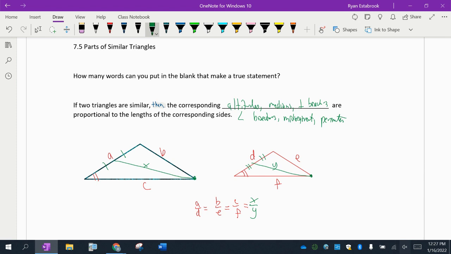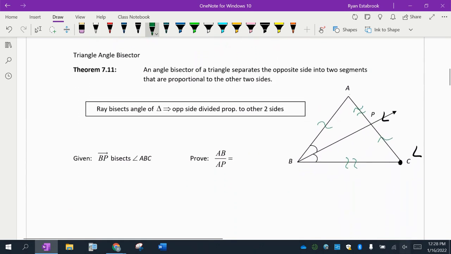So we have the corresponding altitudes, medians, perpendicular bisectors, angle bisectors, the corresponding midsegments, as well as their perimeters. And that's probably the most important one for us. If I find the perimeter of this shape on the left and the perimeter of the shape on the right, that ratio of big divided by small is going to be equal to the A over D or B over E and C over F. So that's going along with the properties of similar triangles we had before. The next theorem we have is derived from that.